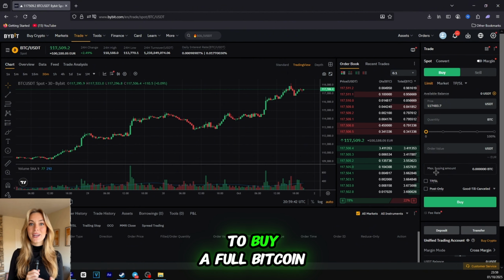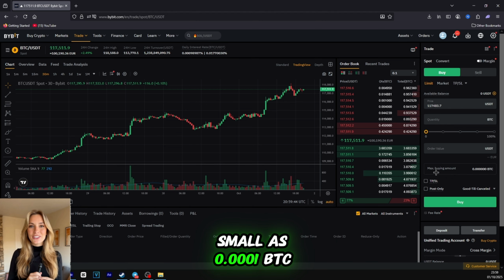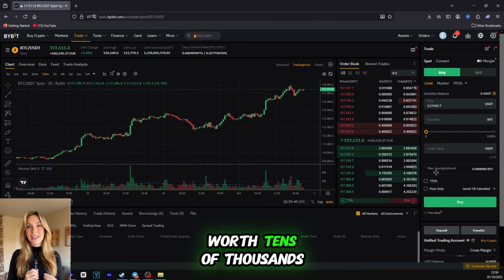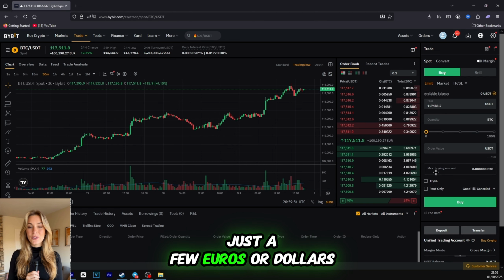Of course, you don't need to buy a full Bitcoin. You can buy fractions as small as 0.0001 BTC or even less. So even if Bitcoin is worth tens of thousands, you can start small with just a few euros or dollars.